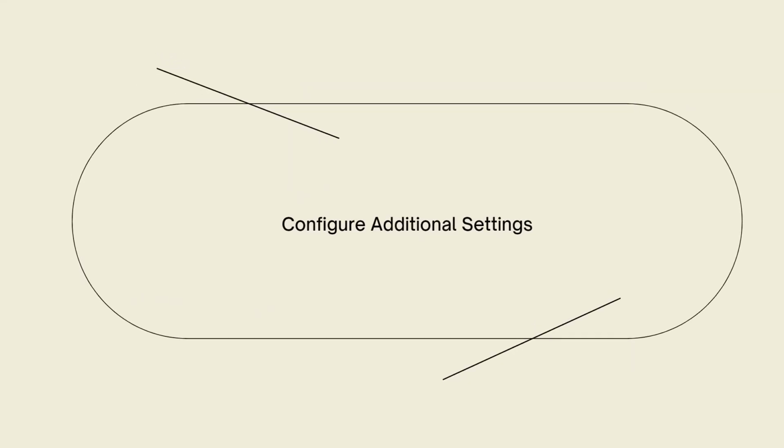Now configure additional settings. You can configure additional settings based on your preferences, such as order status, payment capture, and debugging options. Review these settings and adjust them as needed. Now don't forget to save changes. Click on Save Changes to save your Authorize.net settings in WooCommerce.